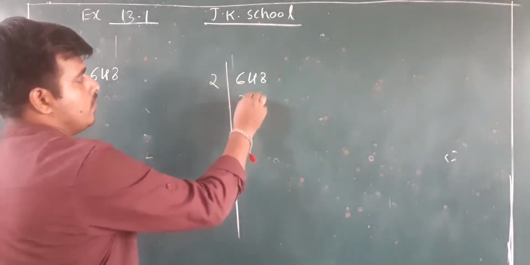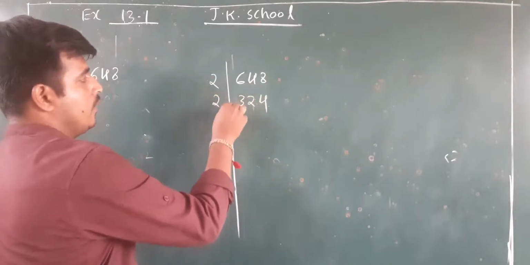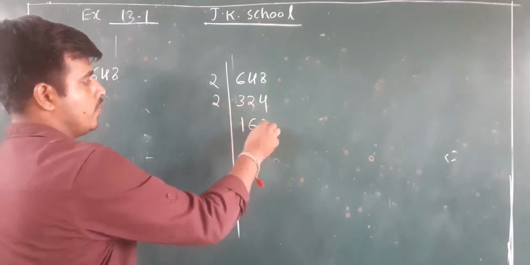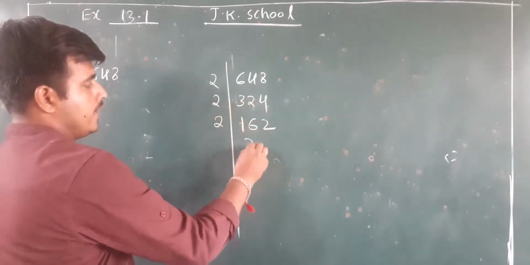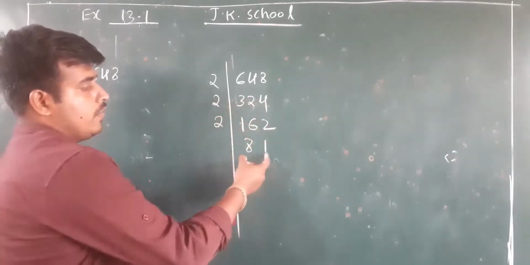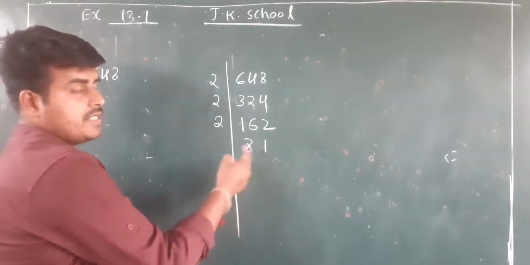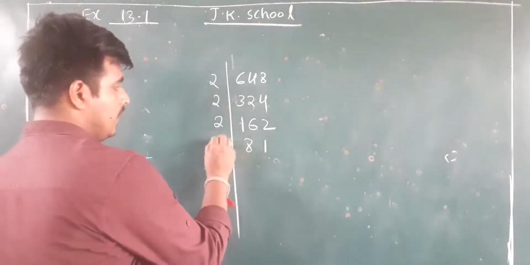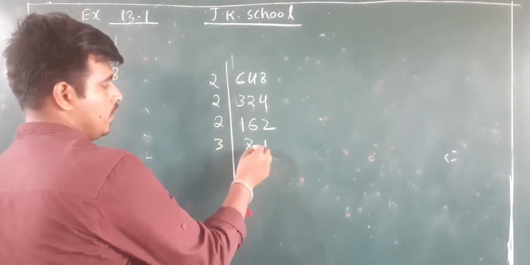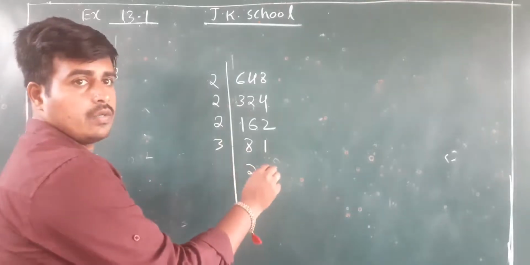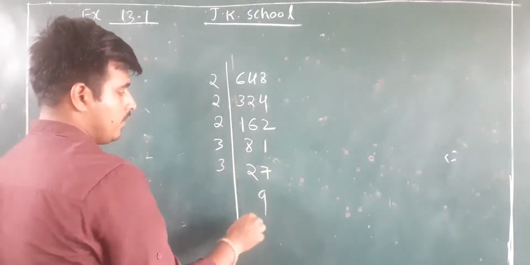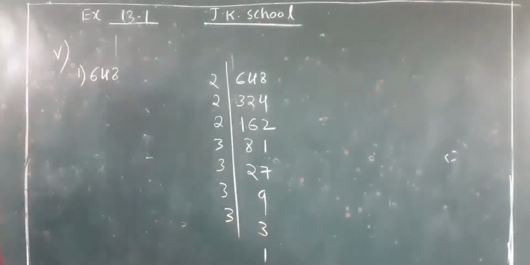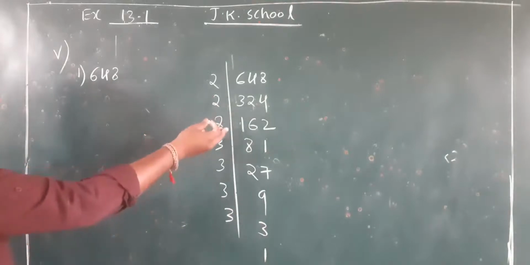2 3s are 6, 2 2s are 4, 2 4s are 8. Again 4 is there, again start with 2. 2 1s are 2, 1 remains, 2 6s are 12, 2 2s are 4. Again 2 8s are 16, 2 1s are 2. Now you cannot do it with 2 because the last digit is 1, which is odd. So you have to start from 3. 3 2s are 6, 2 remains, 21, 3 7s are 21. 3 9s are 27, 3 3s are 9, 3 1s are 3. So here you got a complete mixture of 2 as well as 3.